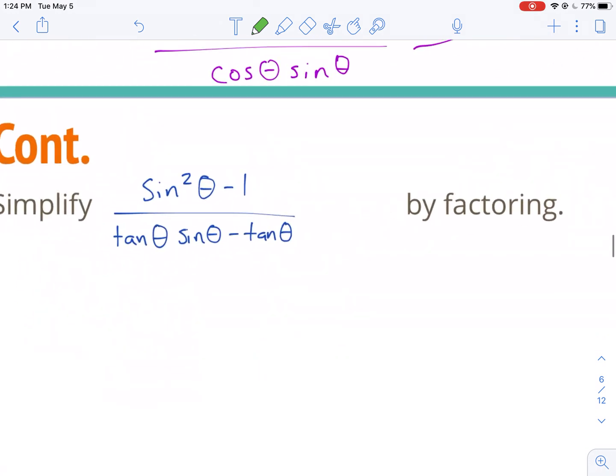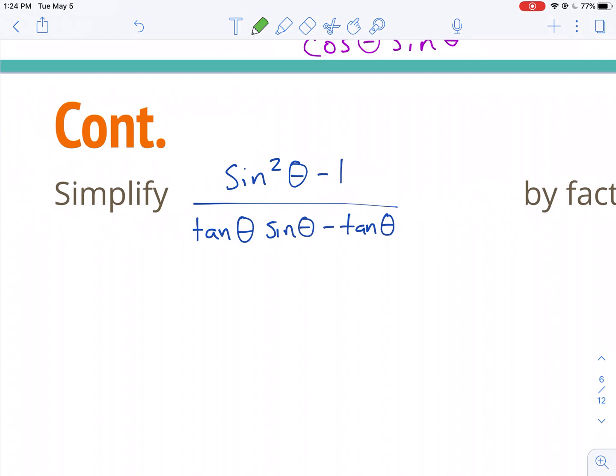Okay, here we've got sine squared theta minus 1 over the tangent theta sine theta minus the tangent of theta, and the book is asking us to simplify it by factoring. So we're going to apply the exact same concepts with factoring that we've always had. I've got a difference of squares up here with that sine squared theta minus 1.